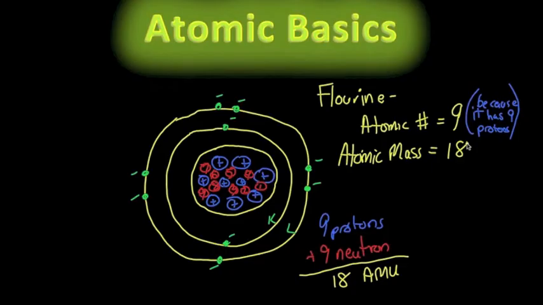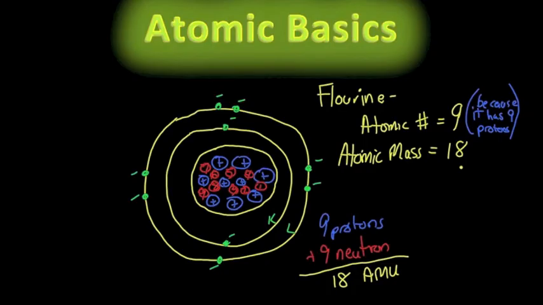So this particular fluorine atom has an atomic number of 9 because it has 9 protons, and an atomic mass of 18 because it has 9 protons and 9 neutrons. You may notice that on some periodic tables of elements, the atomic mass is a decimal. This is because most atoms of elements exist in slightly different forms. And what the heck do we mean by that? We mean that some atoms of elements have different numbers of neutrons in them.